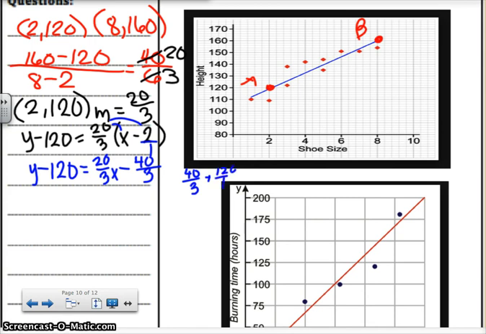Get a common denominator. 120 times 3 would be 360. Okay? So y is equal to 20 over 3x minus 360 over 3. I think I can simplify that because 36 over 3 is 12, and then you just add the 0. So y equals 20 over 3x minus 120. Okay? Done.